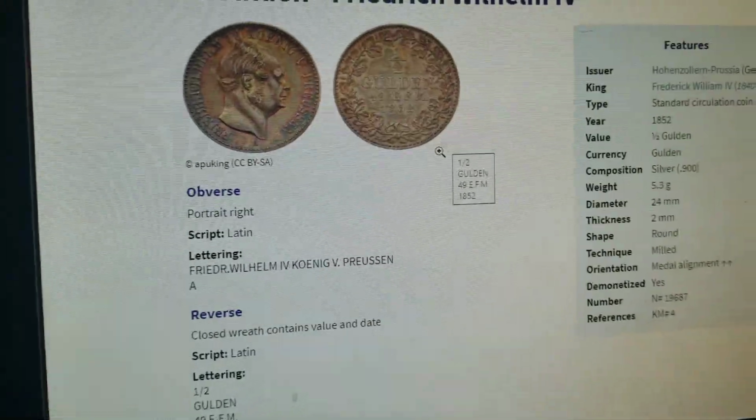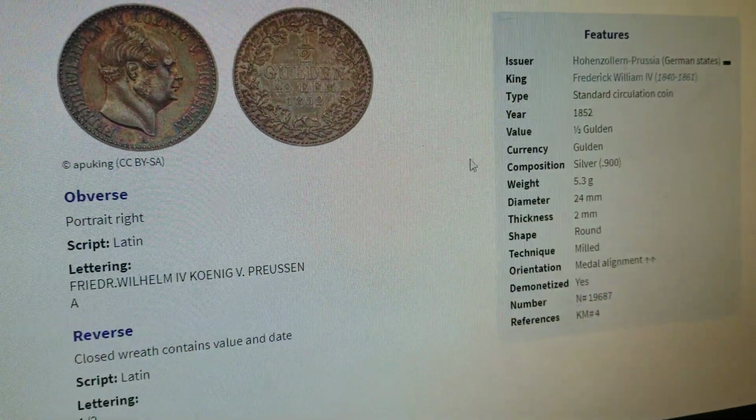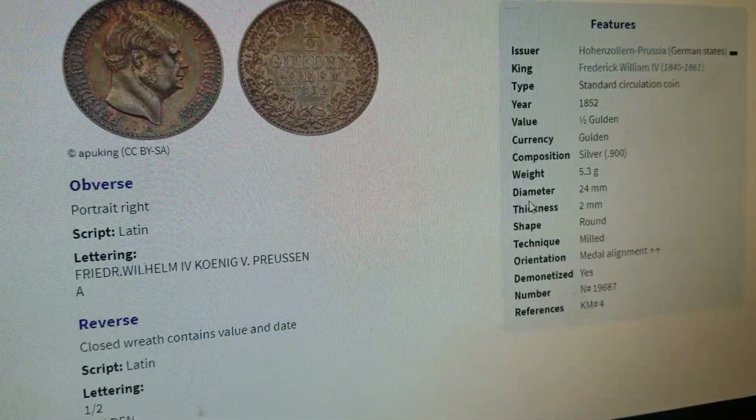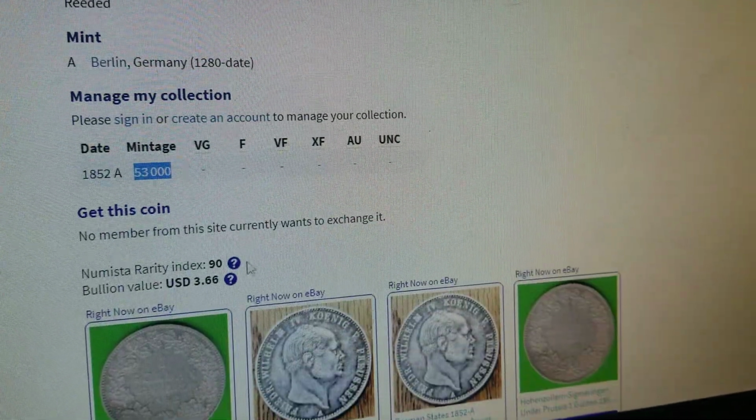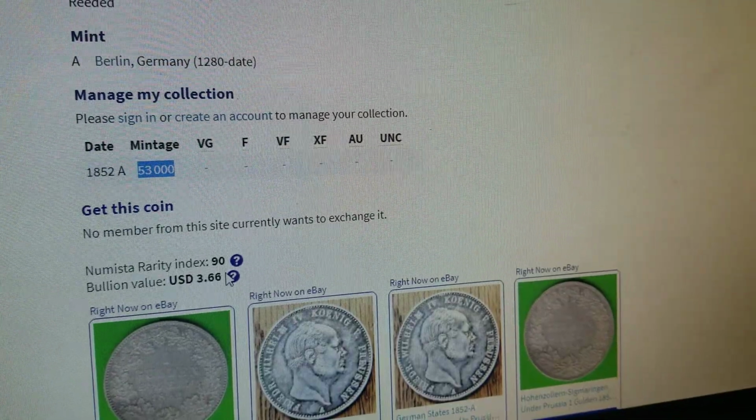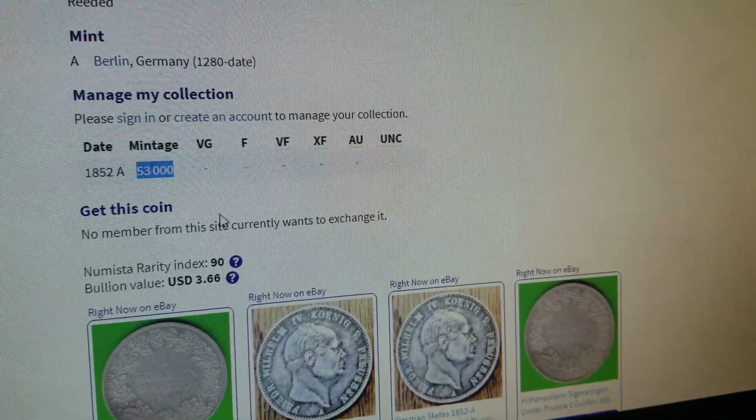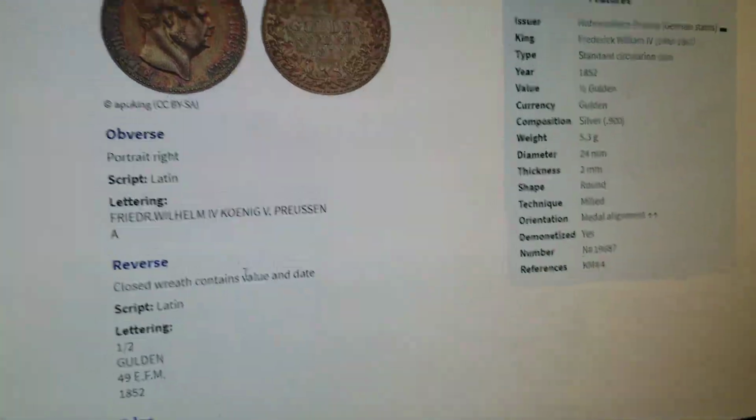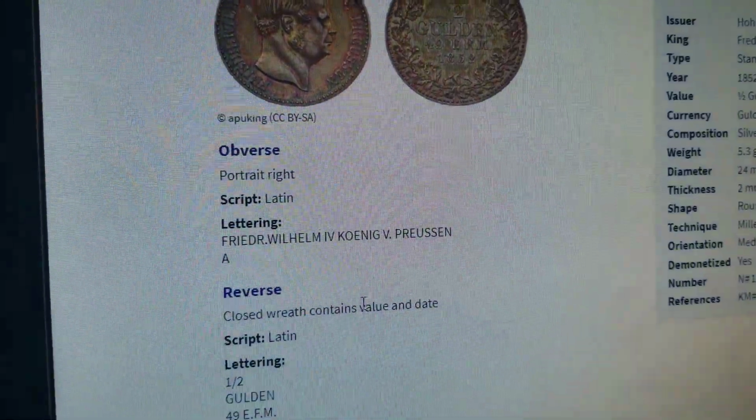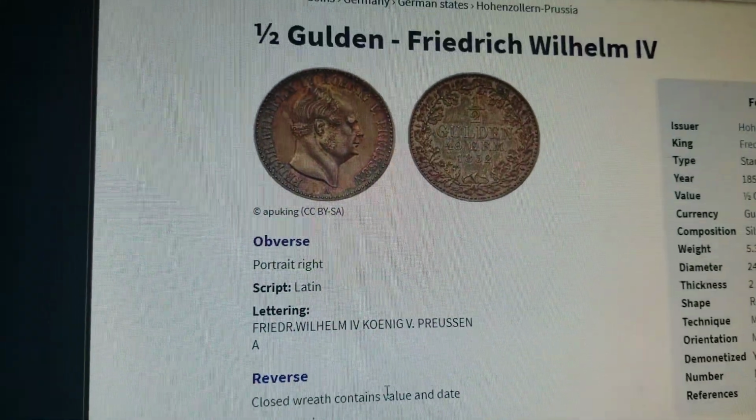Now, are those selling at that price? I don't know. But what I do know is this coin is 90% silver. So if you were buying it for its silver weight, how much would it be worth? $3.66. That's not a lot of silver, is it? Well, the thing is, I paid, what was it? Do you remember that number, guys? Let me go look. $3.41 for my coin.